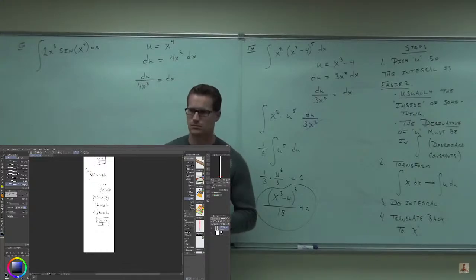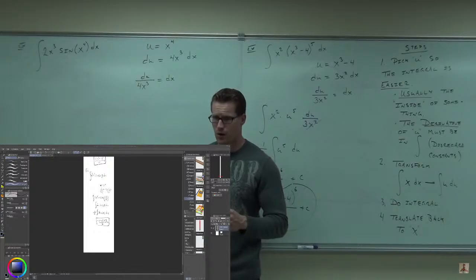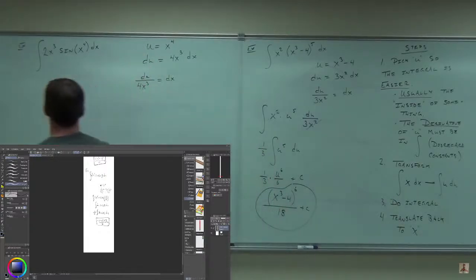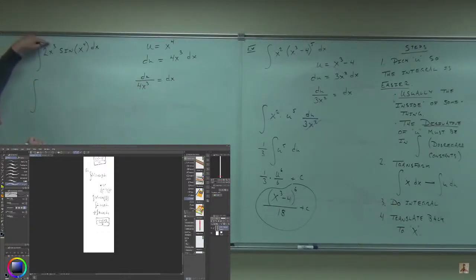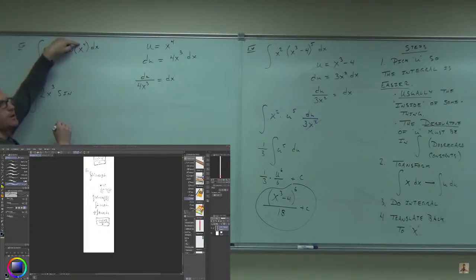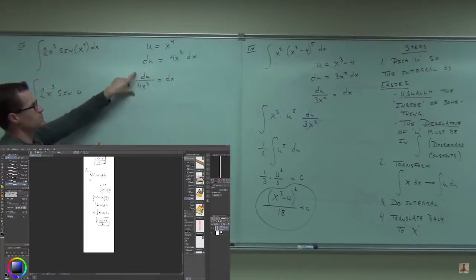Still okay so far? Now you substitute for whatever you've picked. The only things you substitute for are your u and your dx. Everything else stays there until you cross it out. So let me ask you this question. Does the 2x cubed stay there? Yep. Does the sine stay there? Does the x to the fourth stay there? What does that become? That's your u. Very good. Does your dx stay there? How much is your dx equal to?